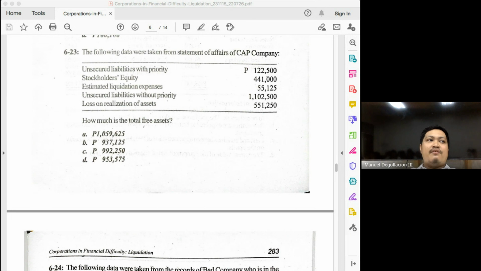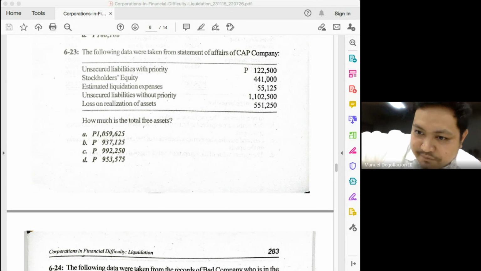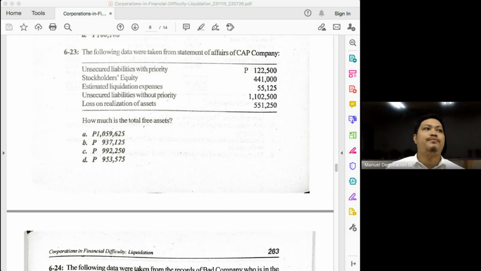Here, we cannot solve for the recovery rate, but we know the amount of deficiency. And we already know that it will be the unsecured without priority that will fully shoulder the deficiency. Okay, so we can figure out that the amount that will be paid to the unsecured without priority will be how much, class? 1,102,500 minus 165,375 will give you how much? 937,125. What does that tell us? That is the amount available to them after paying the fully secured, partially secured, and unsecured with priority.